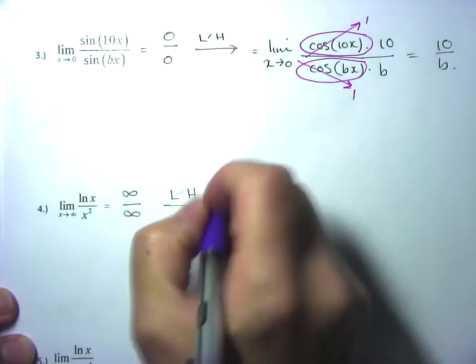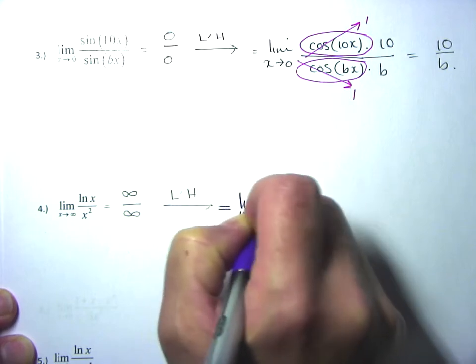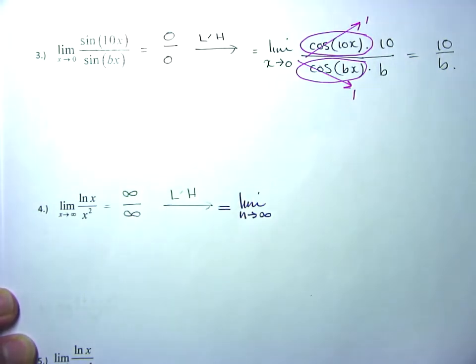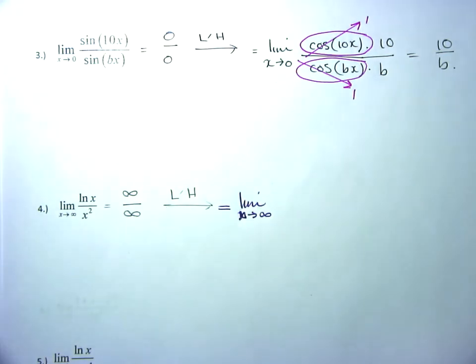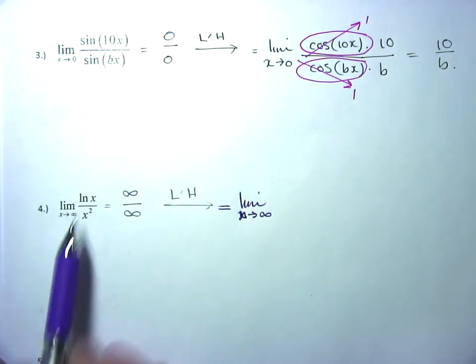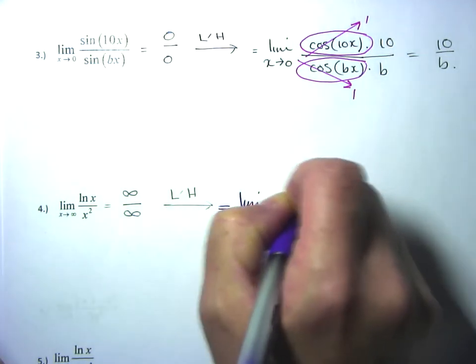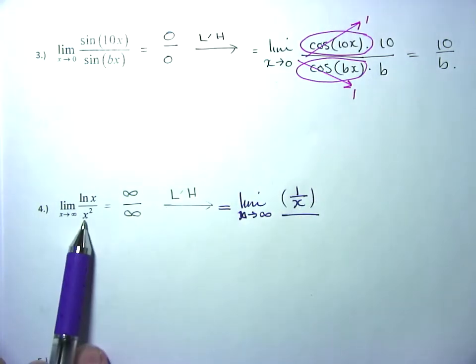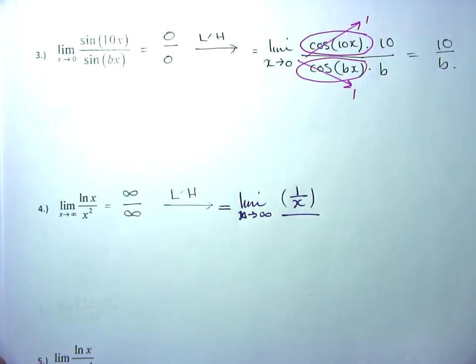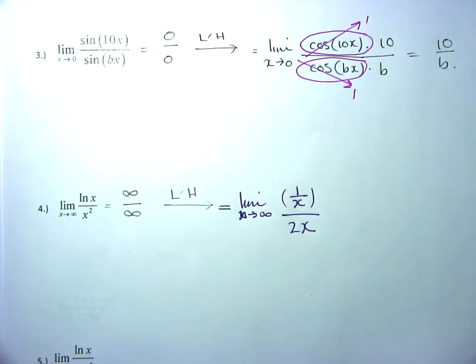All right, so let's go ahead. Take the derivative of the top and the derivative of the bottom. So I have the limit as x goes to infinity. All right, what is the derivative of the natural log of x, please? 1 over x, divided by the derivative of x squared, which is equal to 2x.